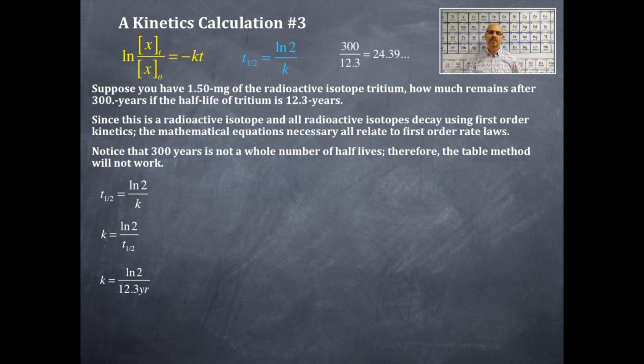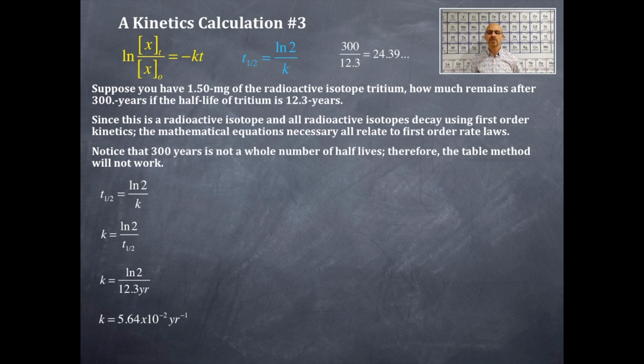This will give me per year for the rate constant. Natural log of 2 is 0.693, which is in your calculator. Then you solve for k. The rate constant k is equal to 5.64 times 10 to the negative 2 per year. Now you know the rate constant from the half-life using the half-life equation.